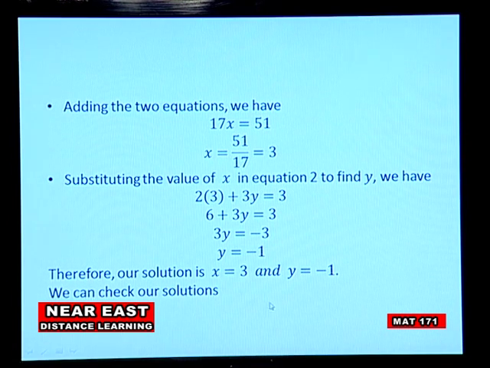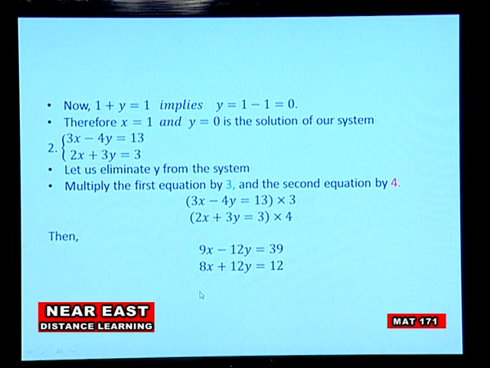So here x is 3 and y is minus 1. Check your solution. In the first equation, you have 3x minus 4y equal to 13. And x is 3. 3 times 3 will be 9, minus 4 times minus 1 will be plus. So it will be 9 plus 4, which is 13. So you see it is true. Put it in the second one. You will have 2 times 3, which is 6. 6 minus 3 will give you 3. So x equals 3 and y equals minus 1 are the solution of our system.